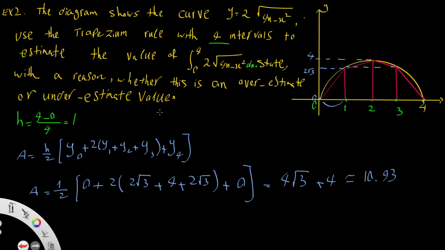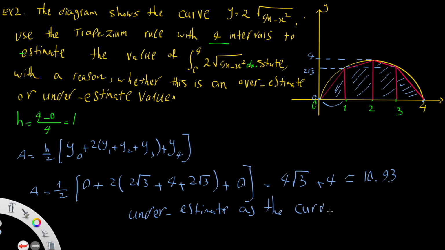Now, to state whether it's underestimate or overestimate, as you see, the curve actually bends downwards. And if you notice here, the trapeziums are under the curve. Under the curve, there is some empty space here. So this answer is an underestimate for the actual value, as the curve bends downwards and the trapeziums are below the curve. They do not completely cover the curve. That's why it is an underestimate for the actual value.